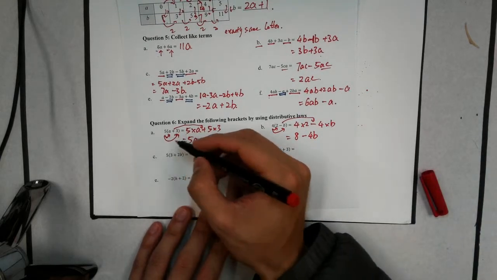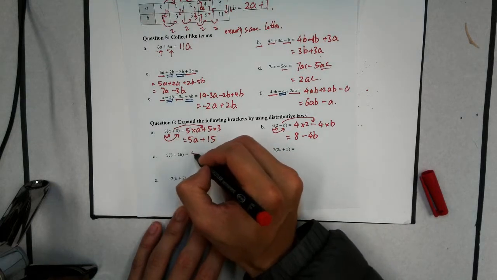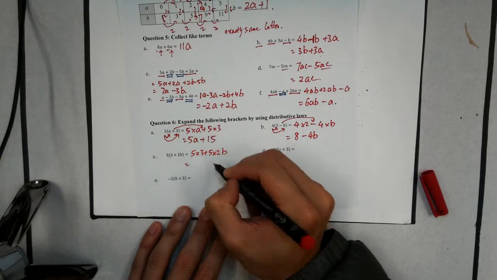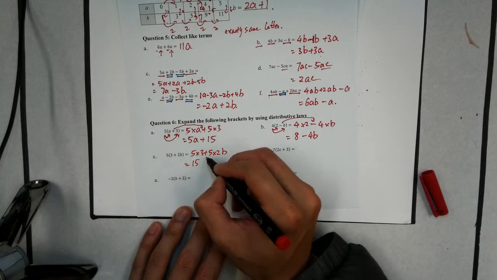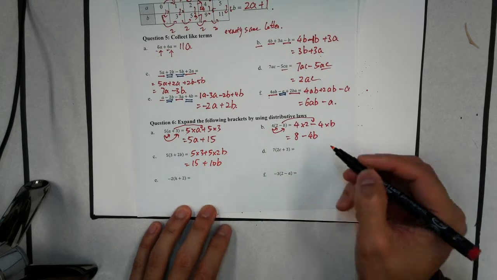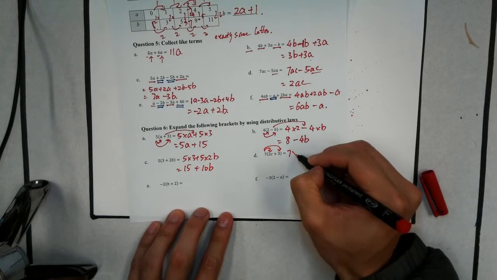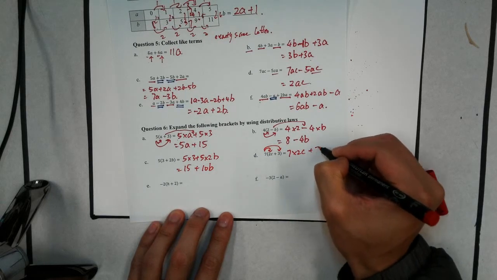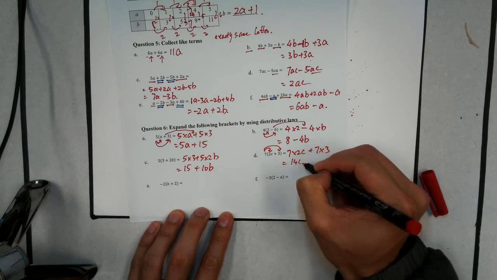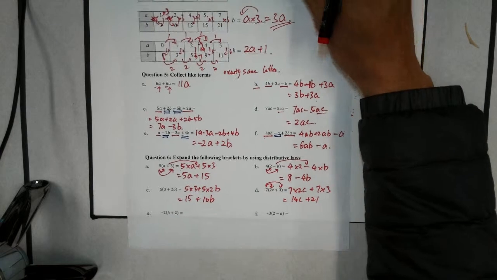And let's see, I just write down the answers for these two. They are similar. So we have 5 times 3 is 15, 5 times 2b is 10b. So you need to times each of the terms inside the bracket. So you have 14c and 21. Okay, question E would be difficult.